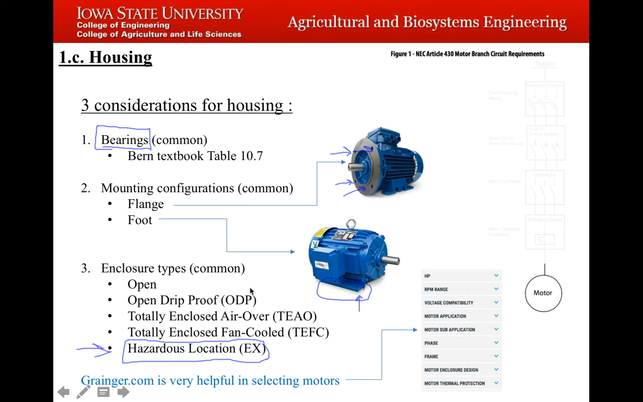If we look at Grainger, Grainger has a very nice filtering system to filter through different characteristics of the motor we want to select. And we can look at horsepower, RPM range, voltage, motor applications, frames, phase, right? We can do all these things. And we can just pull the drop downs and click the type of things we want, and it will filter to the motors that they offer in those types. So when we get to Blackboard again, we'll show you this in a little bit more detail. So these are the considerations we want to have when we look at the housing, the mechanical housing of our motor.